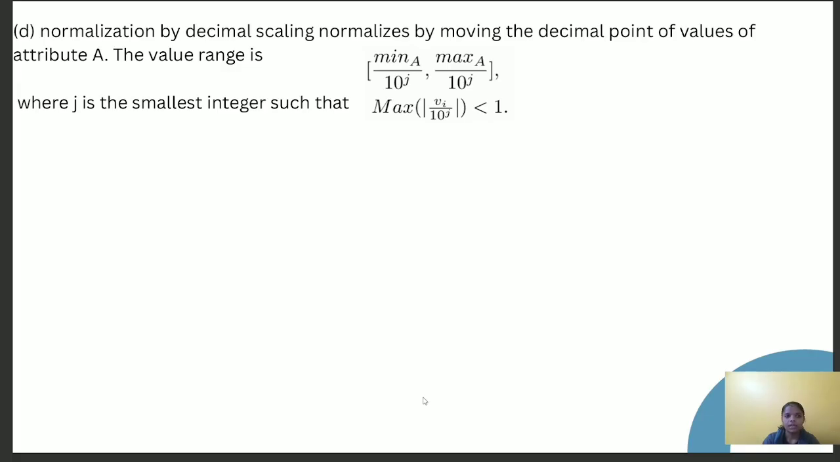Now D, the normalization by decimal scaling, normalizes by moving the decimal point of values of attribute A. The value range is from min A upon 10 raised to power j to max A upon 10 raised to power j, where j is the smallest integer such that the max of |vi| upon 10 raised to power j is less than 1.